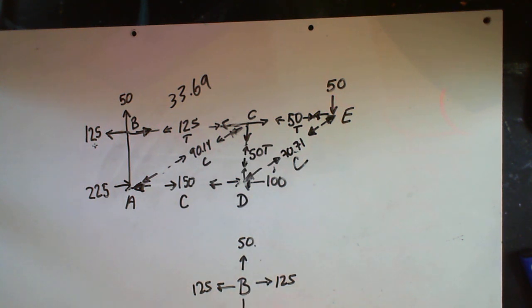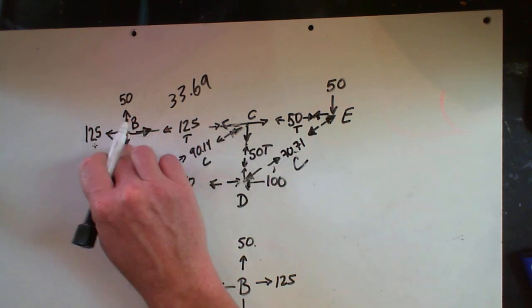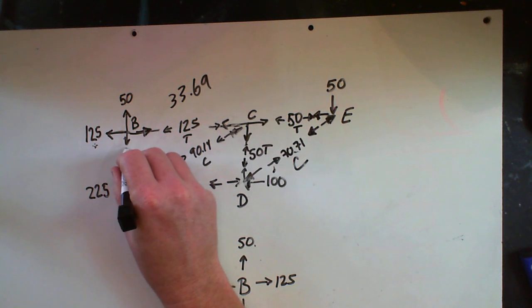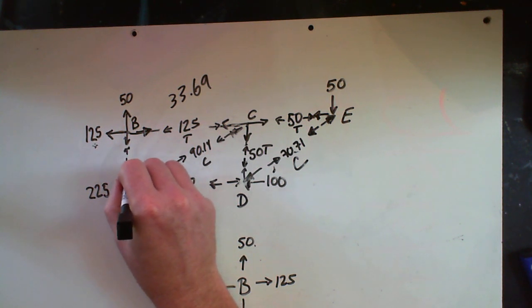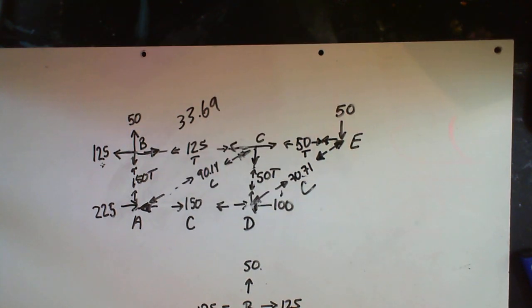This 50 going straight up, the only thing we could do is have 50 coming straight down off of it. So we pull that 50 coming down. And so that 50 is in tension. And that is the end of the problem.